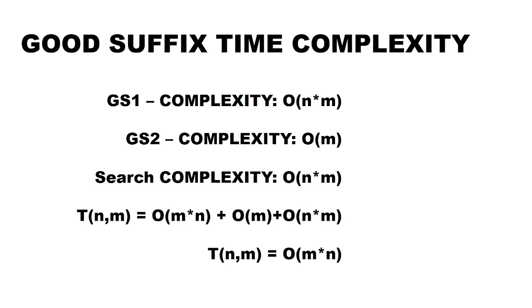In calculating the good suffix time complexity, we take the good suffix first case, sum it up with the second case and the third complexity, giving us the big O of m n complexity as the largest time complexity.